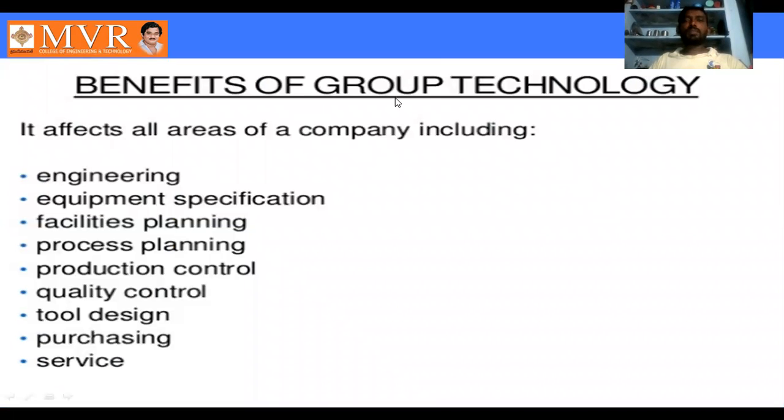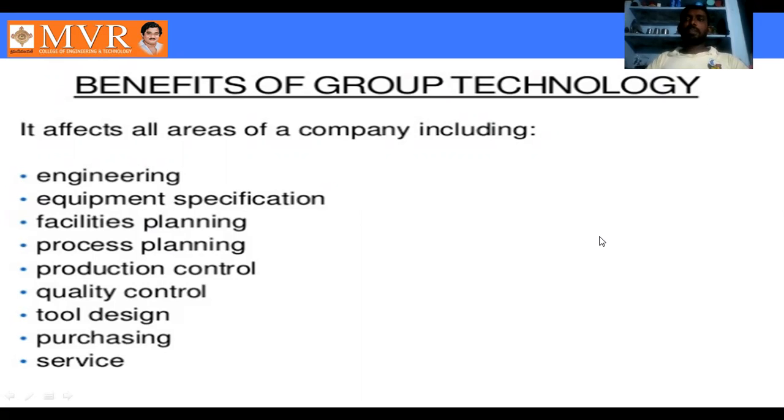So see here, the benefits of group technology. In this lecture we are learning about group technology. Group technology is where similar parts are identified and grouped together. What are its benefits? It affects all areas of a company, including the engineering field. It includes equipment specifications, facilities planning, process planning, production control, quality control, tool design, purchasing, and services. So these are the benefits of group technology.